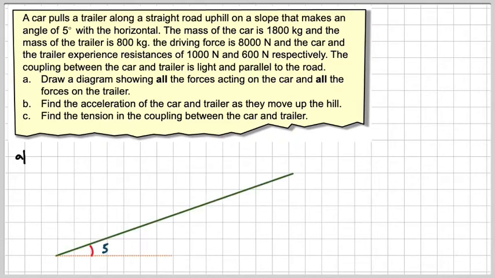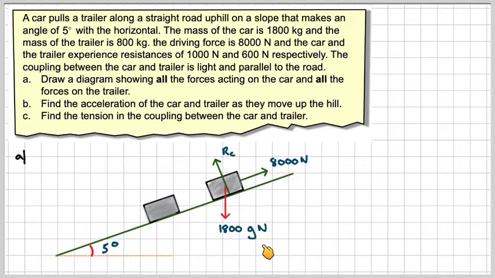Okay, so we need to draw the diagram. So we want a 5-degree slope and 2 blocks to represent the car and the trailer. The car will have a driving force of 8,000 newtons, a normal reaction and a weight acting downwards, so 1,800 g acting downwards, and a 1,000 newton resistance force, and also the tension in the coupling, which we eventually will have to find.